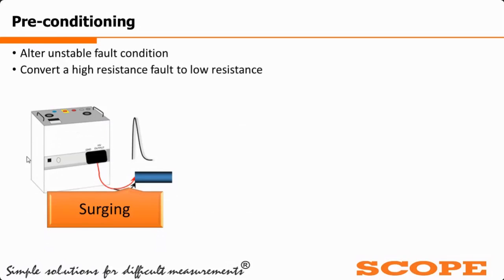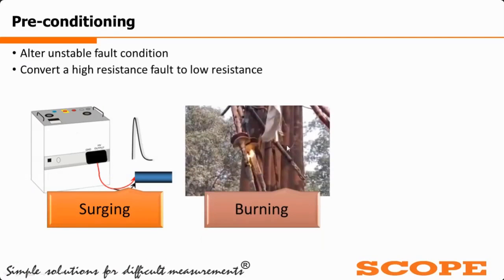Here in the picture, it is a surge generator or thumper, with which we are applying high voltage surges into the cable. Due to the application of surges for 5 to 10 minutes, the moisture-affected area will get heated up and the moisture will start to be removed. If due to the surging the moisture is not able to be removed, then we have to go for the next step, called burning.